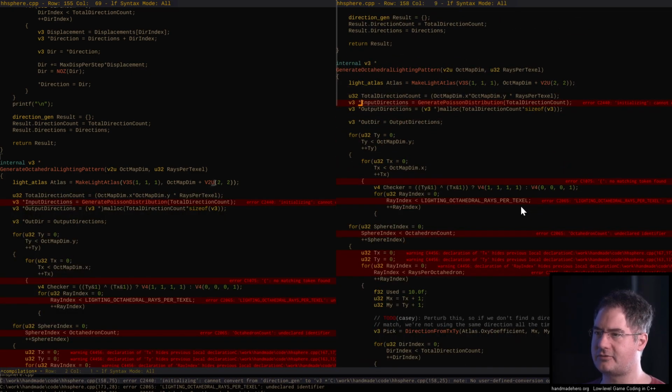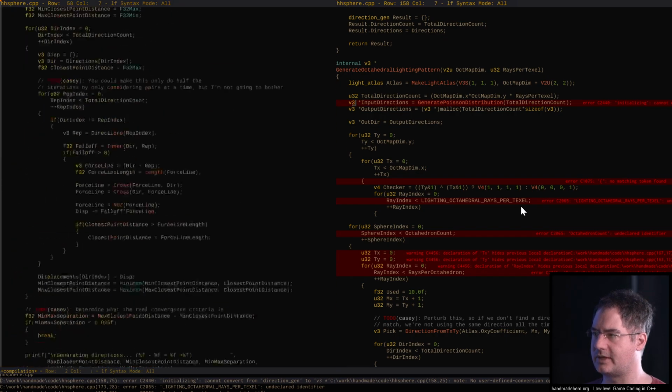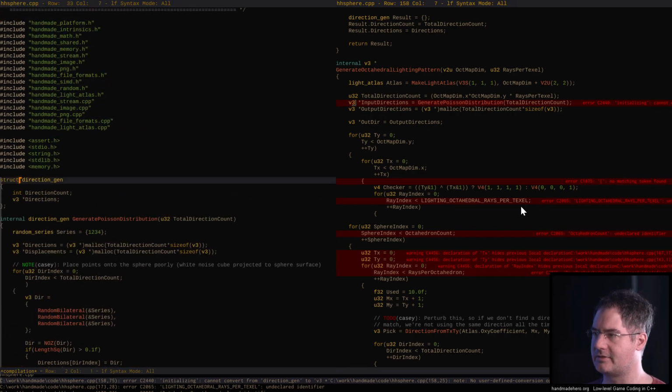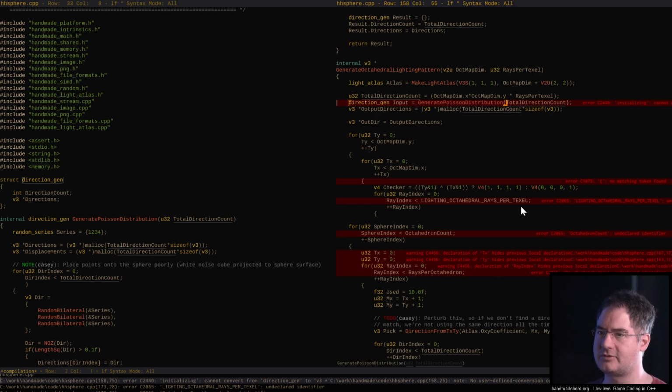So the Poisson distribution will now return a thing that actually keeps how many there are, right? So this way we get input directions. We'll just call that input for now. So we generate Poisson distribution with the total direction count. And the total direction count would be saved in here. You know what I'm saying? I feel like that's better.